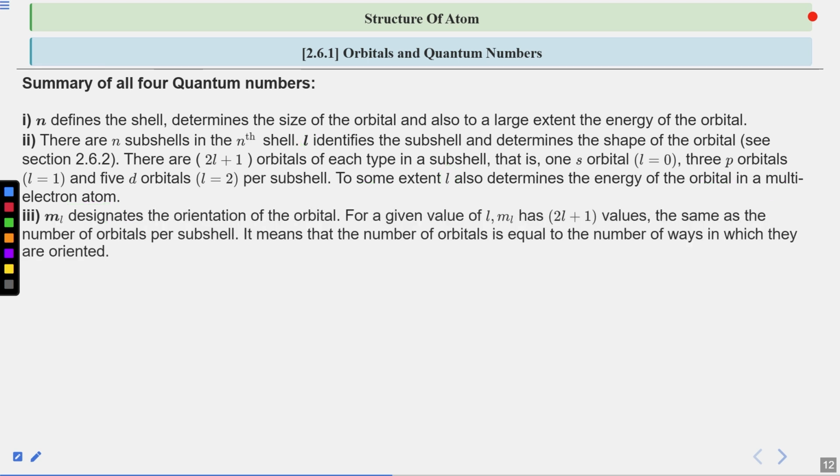What was ml doing? ml was giving orientation. For a given value of l, 2l plus 1 values of ml are possible. It means that the number of orbitals is equal to the number of ways in which they can be oriented. I have told you earlier that an orbital is simply the way or orientation in which it can be oriented. Clear? And lastly, ms was representing the spin of the electron.